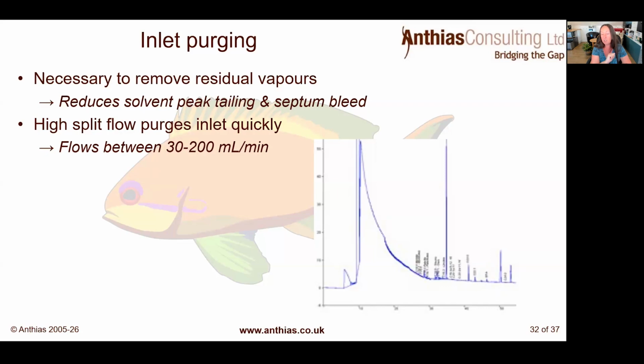So of course the inlet purging is really important, as we mentioned earlier, to remove those residual vapours from outside of the liner, which reduces our peak tailing and septum bleed, and we want to turn that on to make sure it flushes the outside of the liner quite quickly. But yeah, split line being blocked and carrier gas inlines in the inlet having extra contamination, those are the two strangest things that I've seen.